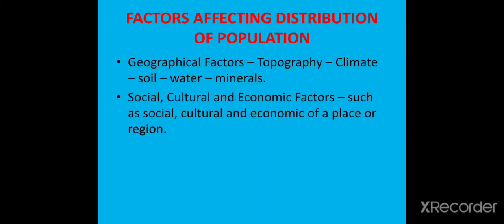Now let us see about the factors affecting distribution of population. Geographical factors, which deal with topography, climate, soil, water and minerals. Social, cultural and economic factors, which deal with the social, cultural and economic conditions of a place or region.